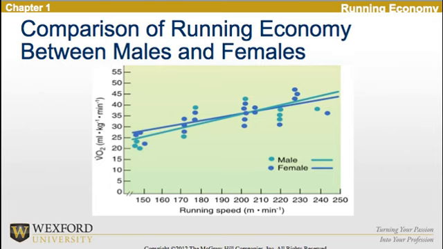The chart below is a comparison of running economy between males and females. Again, you can see as the rate increases, or the running speed for that matter, males may show a slight bit more economy than females.